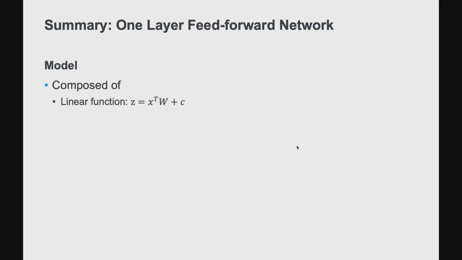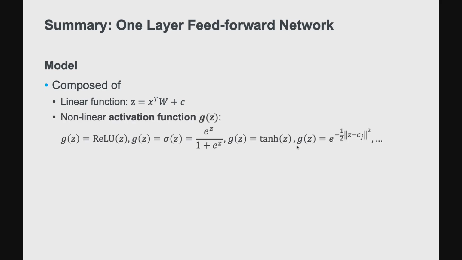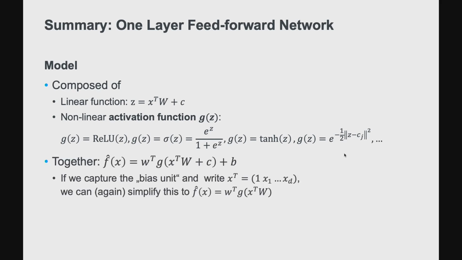So, what is a one-layer feed-forward network? You have linear functions, x transposed, weighted with a weight matrix plus c. You have a nonlinear activation function, which can be anything like ReLU, sigmoid, tanh, radial basis functions, etc. And then you put the function together by reweighting this g, this activation function, which is provided with a linear input of the x's, a linear modification of the x's.